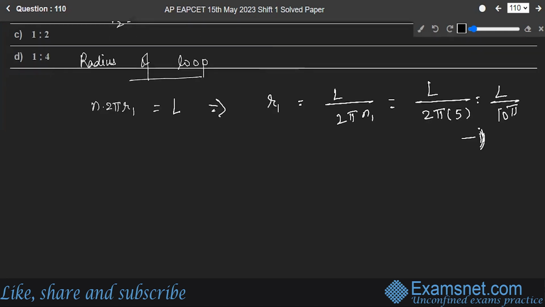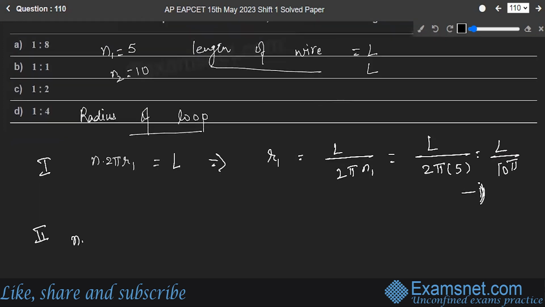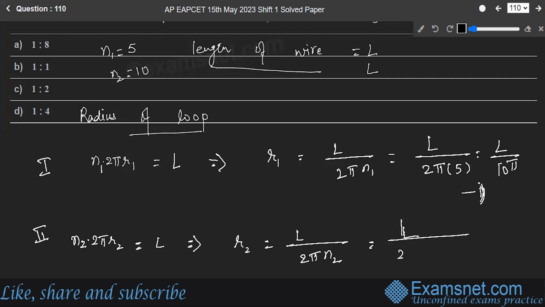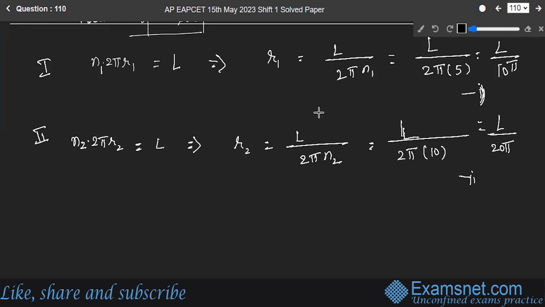Now for N2, this was for the first case and this is for the second case. In the second case, this was N1, right? Here you have N2 into 2 pi R2 is equal to L. That gives you R2 is equal to L upon 2 pi into N2, or L upon 2 pi into 10, or this is equal to L upon 20 pi. This is equation 2.